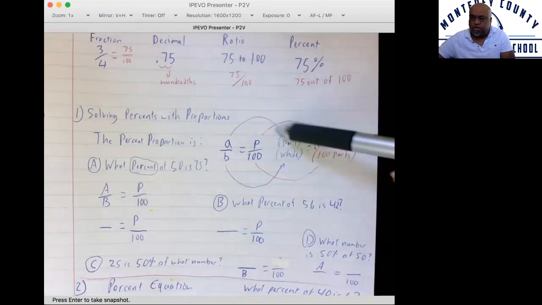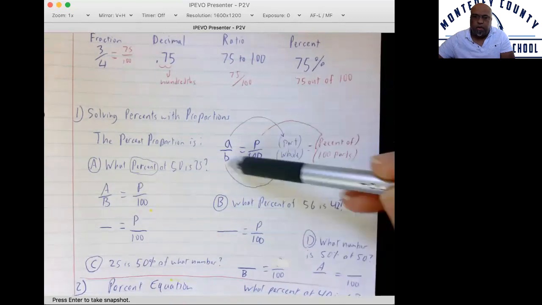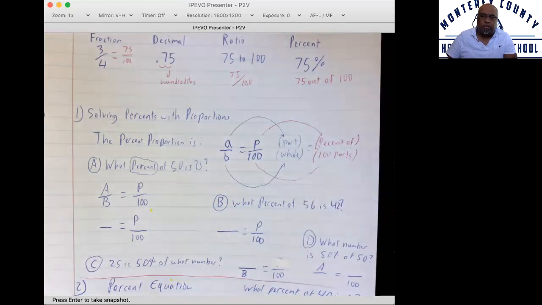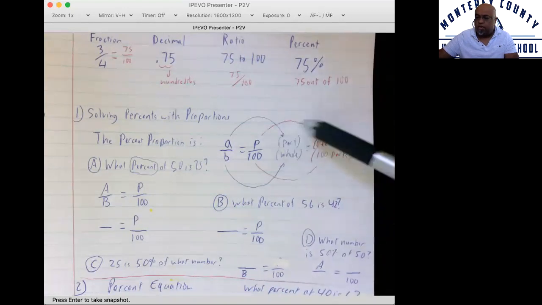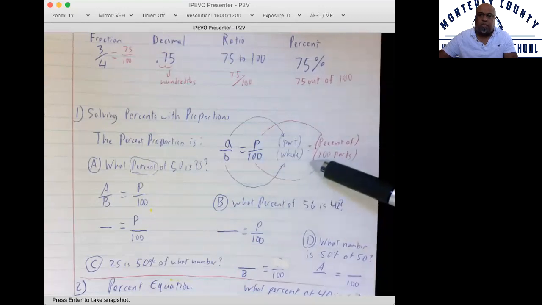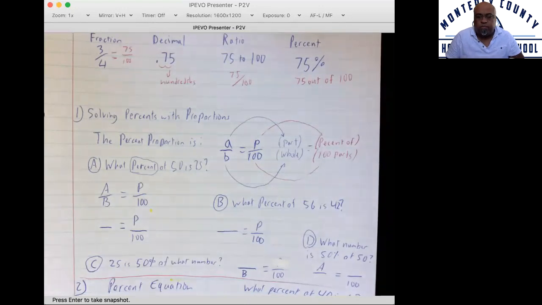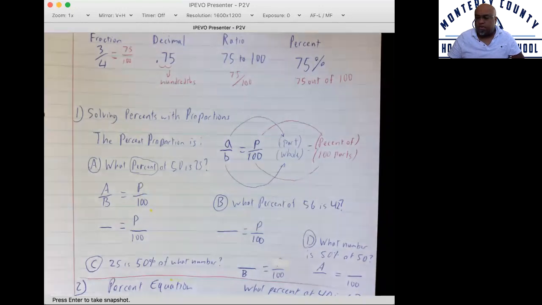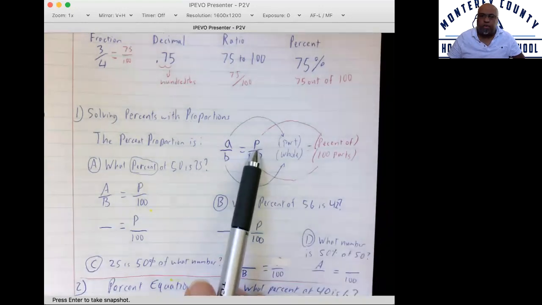A is the part, meaning the part of a number. B is the whole, meaning the number that we're breaking into 100 pieces. P represents percent, or part of, and then 100 is obviously meaning 100 parts. So again, it is part whole, but they're separated in the sense that the letter P represents percent, which means part of 100. Doesn't mean part of any number, it means part of 100.